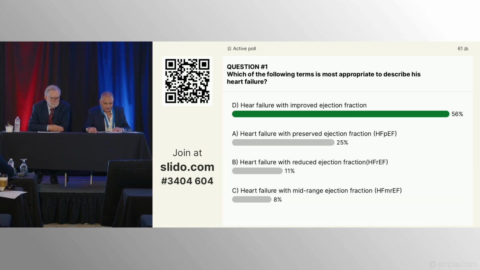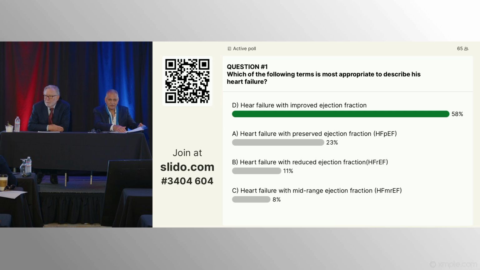So about 60% said heart failure with improved ejection fraction, which is the correct answer. Let me just comment about where these terms come from. When you order a serum sodium or any other blood test, there's a bell-shaped curve of normal, and they declare 5% of everybody being abnormal. That's where those ranges come from. But that isn't actually where the ranges come from for ejection fraction. And that's a sort of a mistake of history.